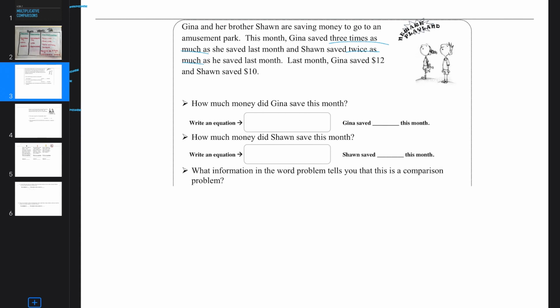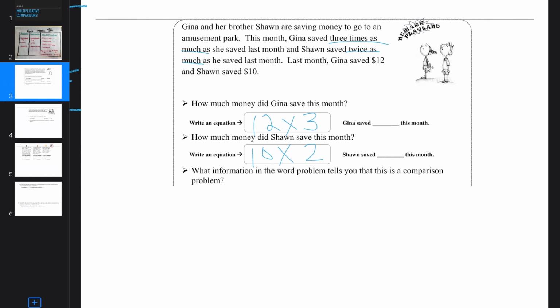So if Gina saved $12 last month and she saved 3 times as much this month, I know that I'm starting with 12 and I'm multiplying it by 3 because she saved 3 times as much. Now let's see how much Sean saved. Sean started out last month with $10, or he saved $10 last month. And this month he saved twice as much. So twice as much means I'm multiplying by 2.